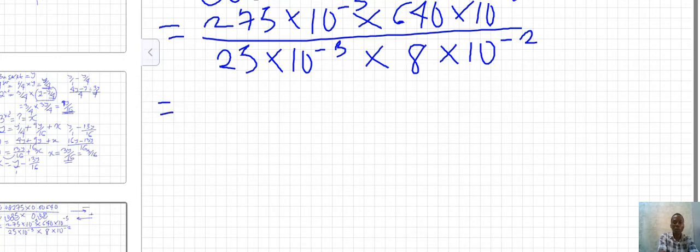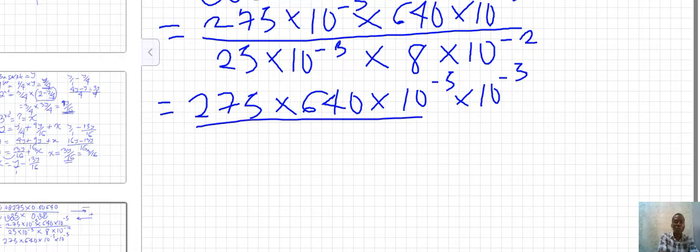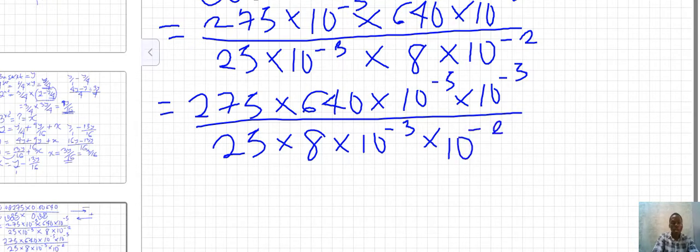So this will now give us 275 times 640 times 10 raised to power minus 5 times 10 raised to power minus 5. Bringing the expressions together, we will now have 25 times 8 times 10 raised to power minus 3 times 10 raised to power minus 2. Now, having gotten this expression, we will now have to do the whole numbers separately, and the powers separately.